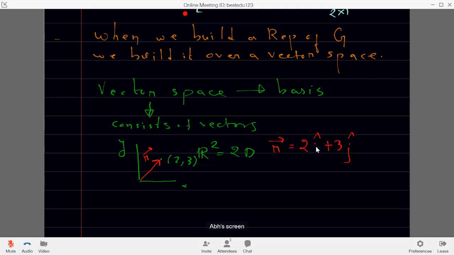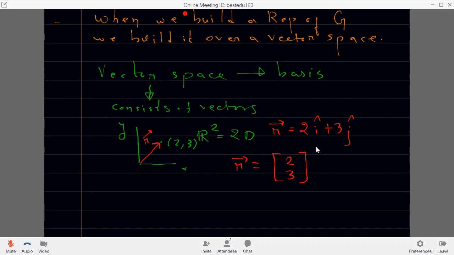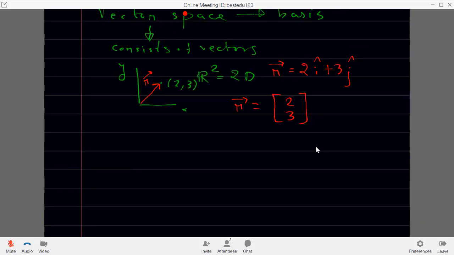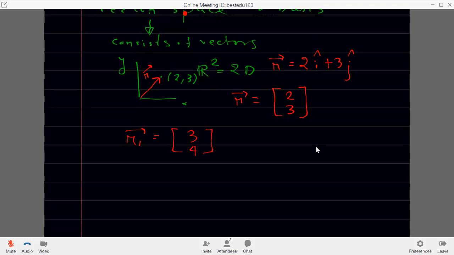Now we are going to represent it in a very simple way. R vector is 2, 3. I'm going to write it like this for my convenience. So whenever I write R as 2, 3, it's a vector. Similarly, I can have another vector R1 as 3, 4, and another vector R2 as say 1, 6. In this way, I'll have infinitely many vectors in 2D space. Yes or no?